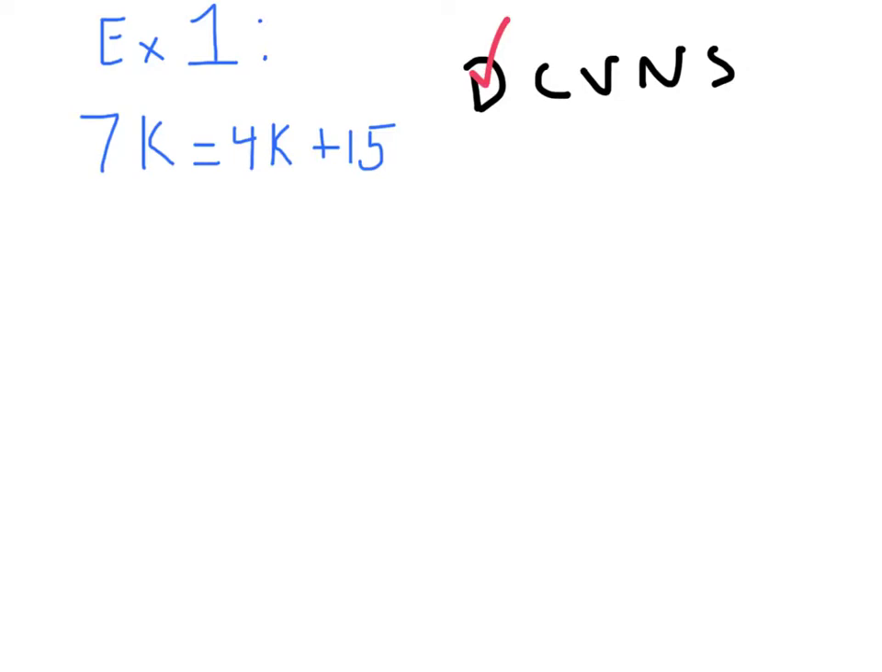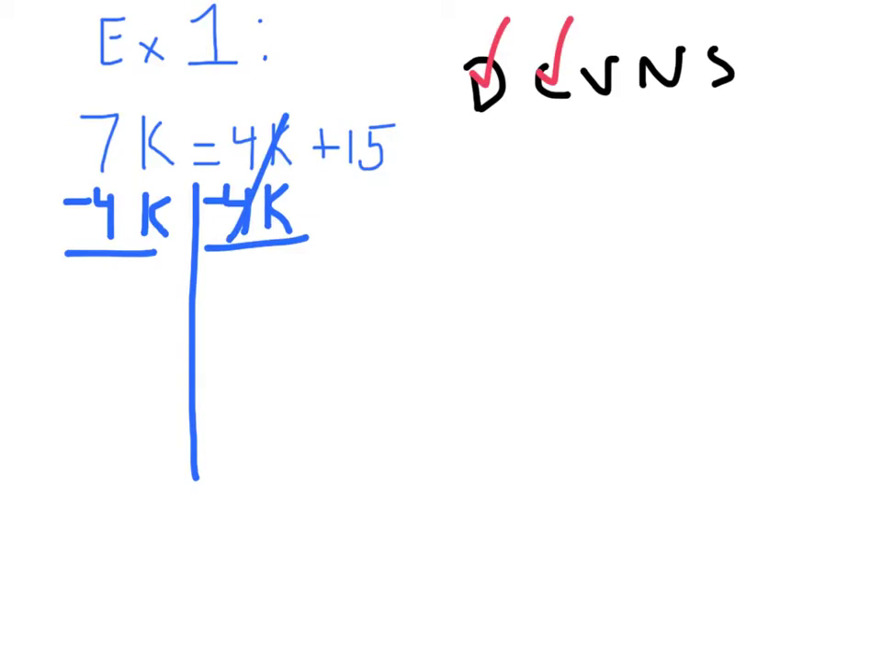Do I have anything that I need to combine my like terms? 7k and 4k, but they're on opposite sides of the equal sign, so I can't combine like terms yet. Now I'm down to the part where I need to put my variables on one side. I always like to go to the left, so I want to put all my variables on the left. In order to do that, I need to take this 4k and move it over to the left. The opposite of a positive 4k is a negative 4k. So I'm going to subtract 4k from both sides. When I do that, the 4k's cancel, and all I'm left with is 15. On the other side, I see 7k minus 4k, and that leaves me with 3k.